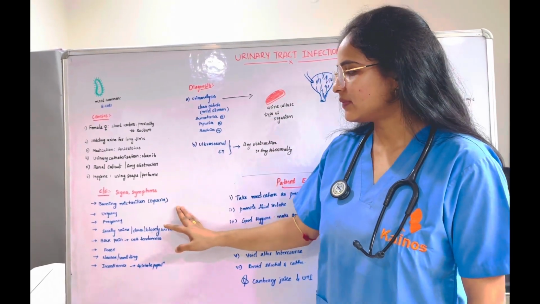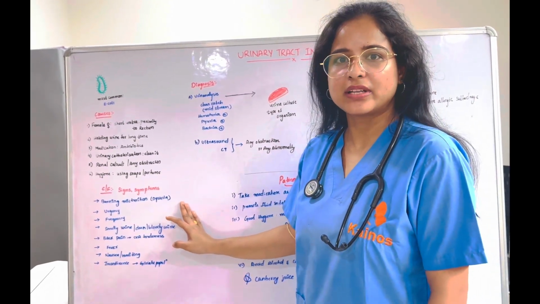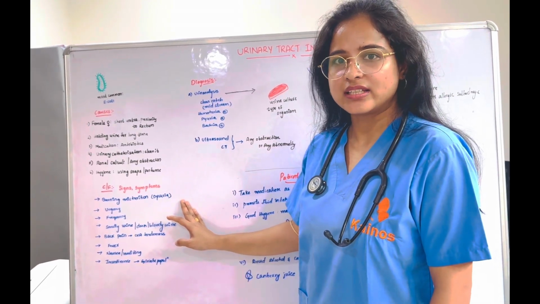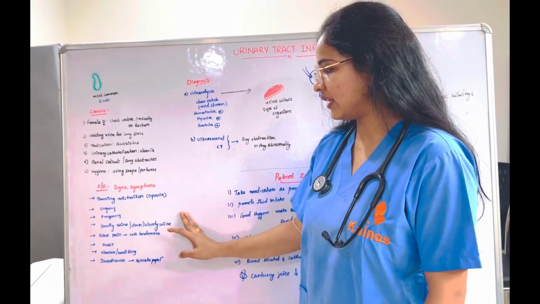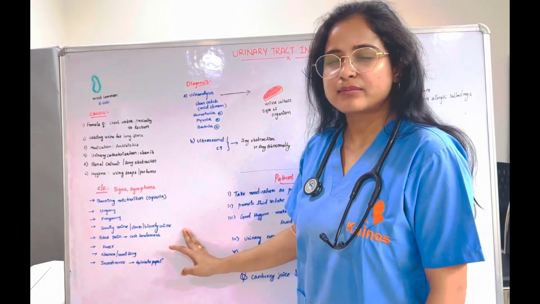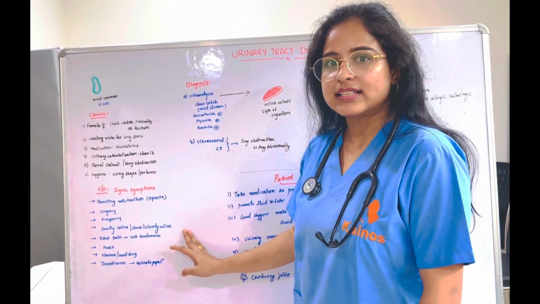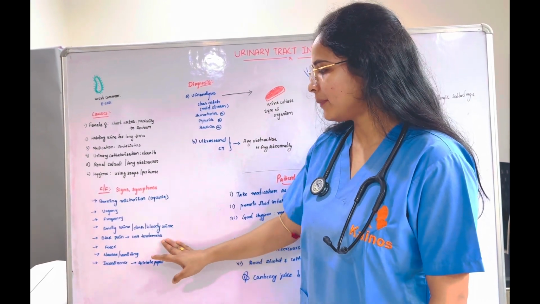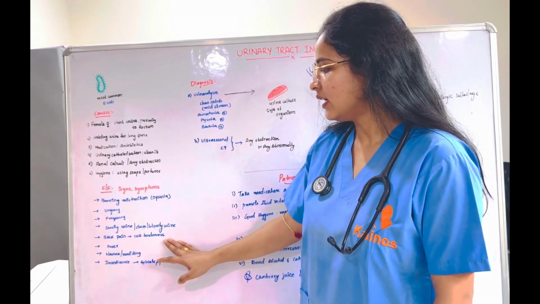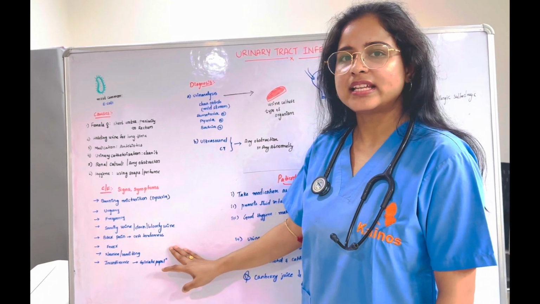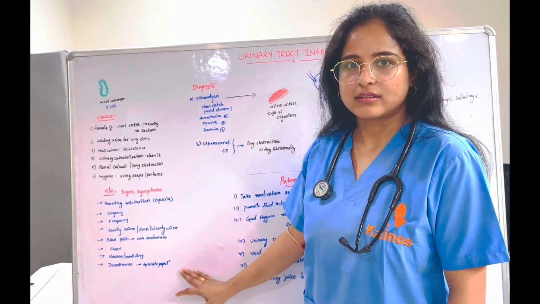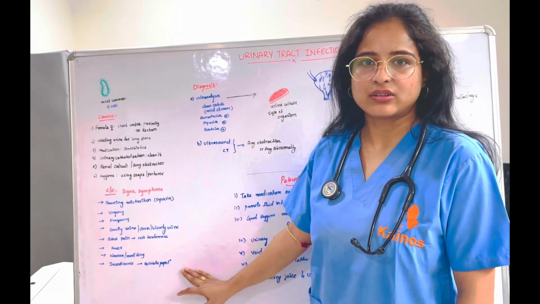Coming to the symptoms, the patient will have burning micturition, which is known as dysuria. The patient will have urgency and increased frequency of urine. The patient may notice smelly urine and discoloration of the urine, either reddish or dark in color. The patient will have back pain, fever, nausea, and vomiting. In geriatric patients, urinary tract infection is almost always accompanied by incontinence of urine.